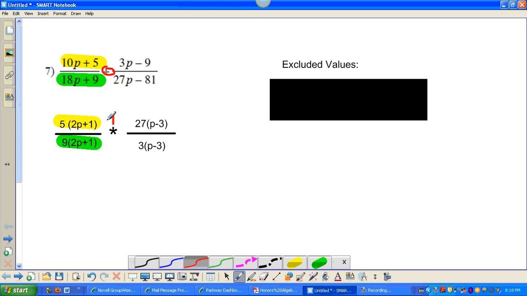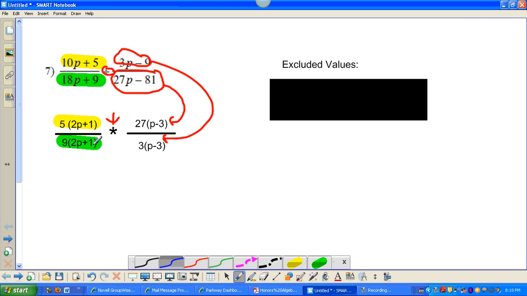dividing is the same as multiplying by the reciprocal. So I factored 3p minus 9 by pulling out a 3, and I put it in the denominator. And then I looked at 27p minus 81, which had a GCF of 27, and I put it in the numerator.